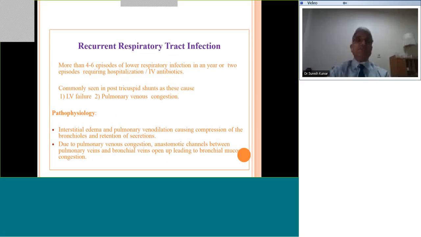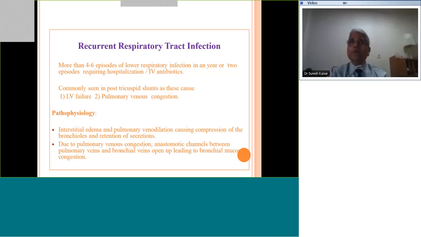And recurrent respiratory infection, now let's address it as a separate feature of heart disease. What do we mean by recurrent respiratory infection? It's very common in history presentation to hear that this child has cough cold. Don't do that. When you speak of cough cold, it means nothing as far as conclusions with regard to cardiac diagnosis are concerned. You're referring to 4 to 6 episodes of lower respiratory infection in a year, or at least 2 episodes requiring hospitalization or IV antibiotics.